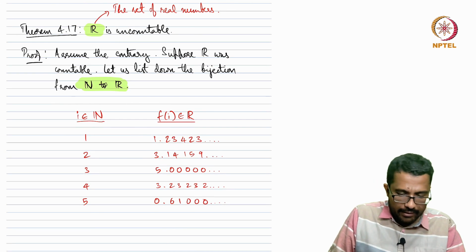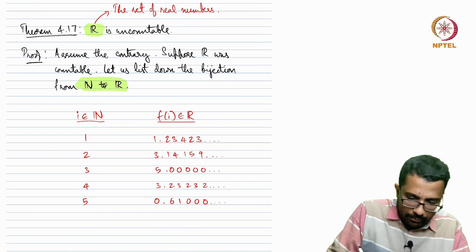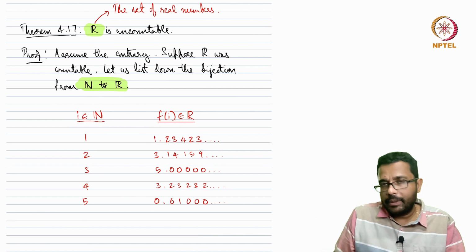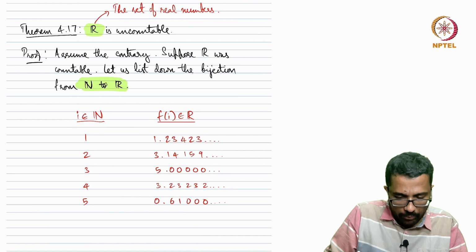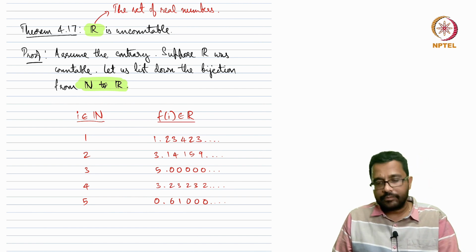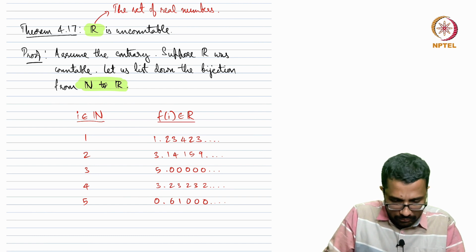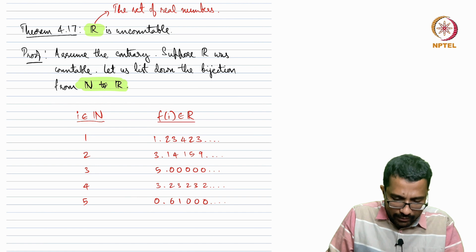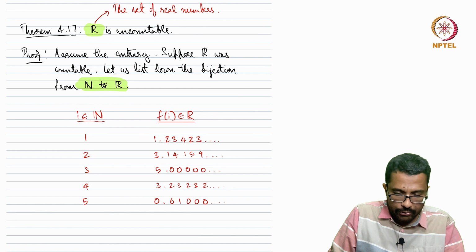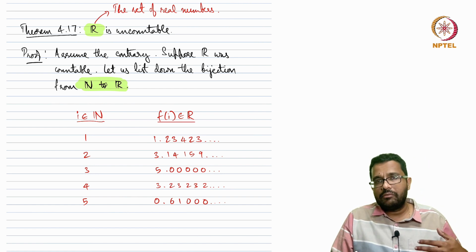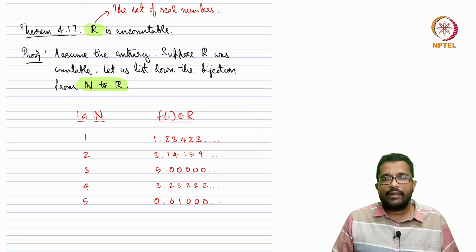Let's say the first number is 1.23423. I am putting multiple decimals; in general, it could be an infinite sequence after the decimal point. Let's say the second is 3.14159, which is kind of the number pi. The third number is 5, just the number 5, so I just put 0000, right. Suppose we can list down the bijection in some manner. So now from this we will derive a contradiction.